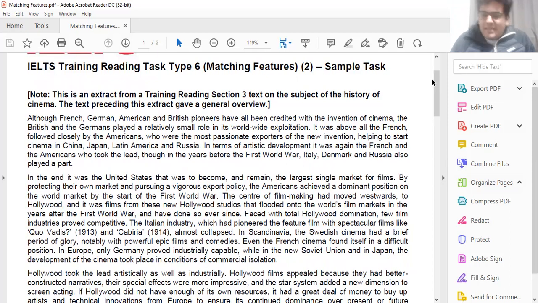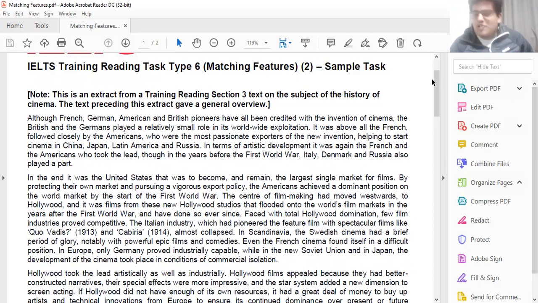The center of filmmaking had moved westwards to Hollywood, and it was films from these new Hollywood studios that flooded onto the world's film markets in the years after the First World War and have done so ever since. Faced with total Hollywood domination, few film industries proved competitive.